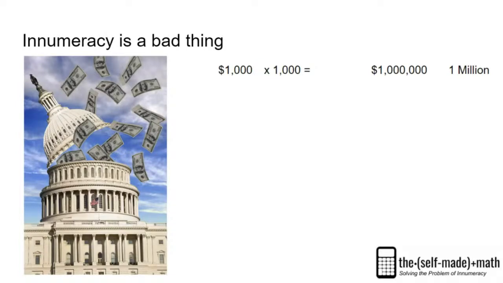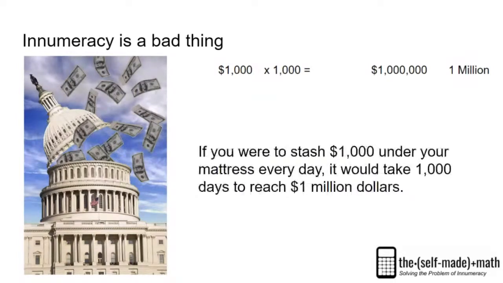We can all probably think about $1,000. If we took $1,000 and multiplied that by 1,000, we would end up with $1 million. Okay, everybody figures that's straightforward enough, but let's put a little context around that. If you were to stash $1,000 under your mattress every day, it would take you 1,000 days to reach $1 million. Every morning, getting that $1,000, sticking it under the mattress. No weekends off, no holidays. 1,000 days. That's 2 3/4 years just to get to that $1 million. So that's what $1,000 times 1,000 really looks like.